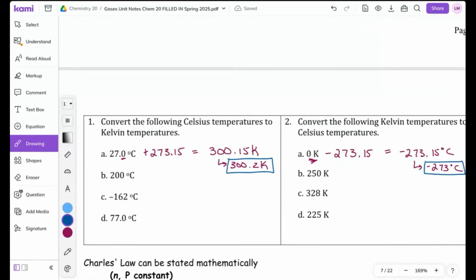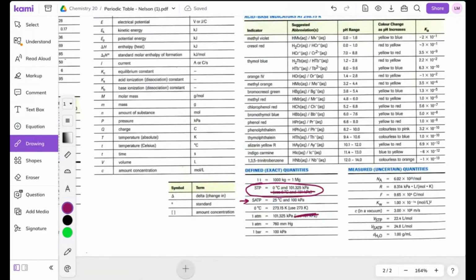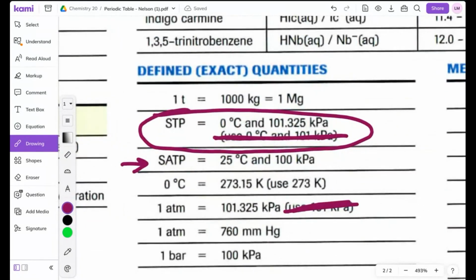Okay, now if you're wondering how you'll remember this number, well, if you go to your Nelson periodic table and look in the second page in the bottom right hand corner, you'll see that it says right here that 0 degrees Celsius is equal to 273.15 Kelvin. It does say use 273 Kelvin. However, do not listen to that. Always use the number that has more digits in it so that your answer is more accurate.